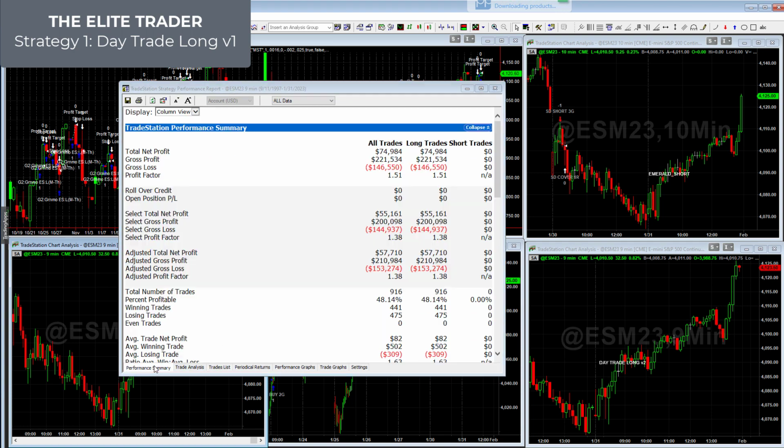We've got the performance summary, so it has a pretty good profit factor of 1.5. It has a decent number of trades in the back test, 916. Now the win rate is only 48%, so it's basically a coin flip. But again, the nice thing is when it's right, it tends to have a really big move up, and when it's wrong, it just takes a real small loss, that $350 loss.